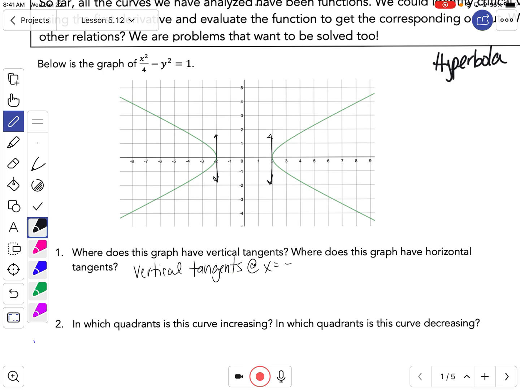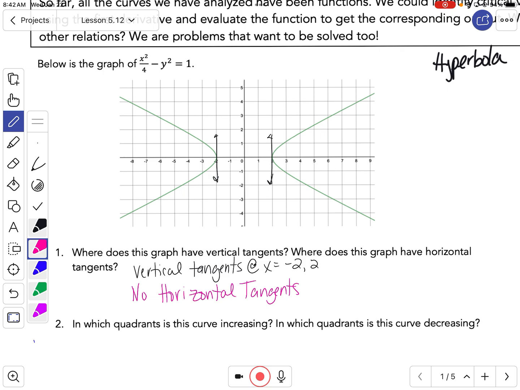As x equals -2 and +2, do we have any horizontal asymptote? Horizontal tangents? No. All right, so we have no horizontal tangents. Remember, those are ones where the slope would be equal to 0. So we don't have any places where we have that.